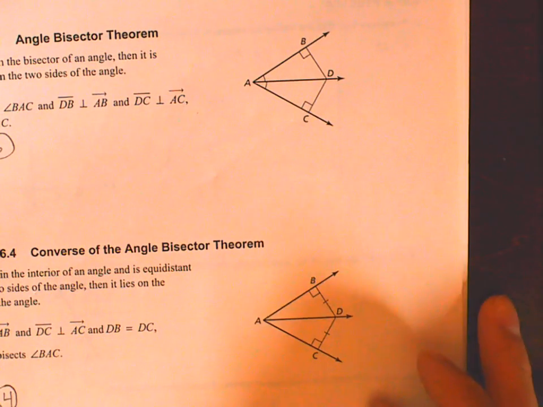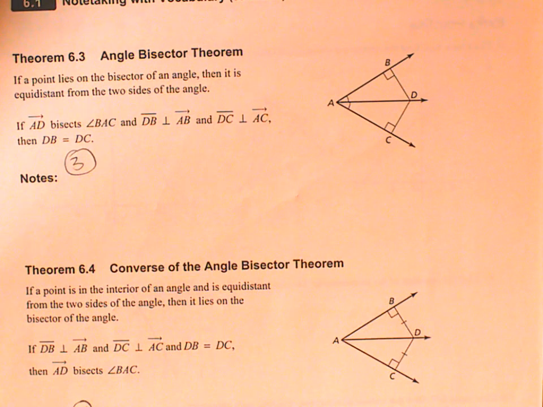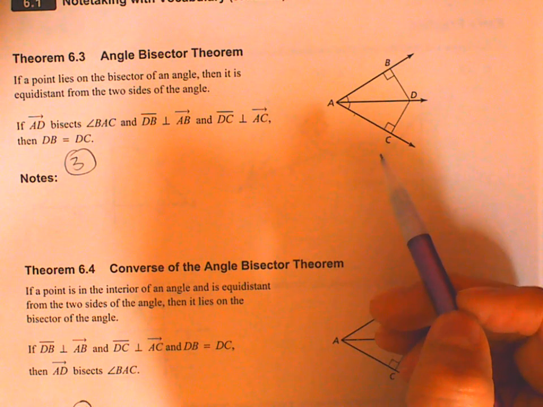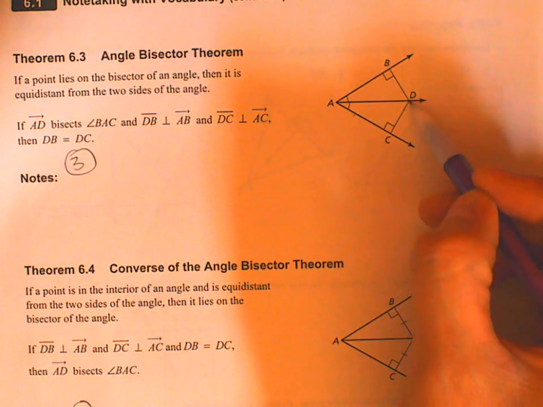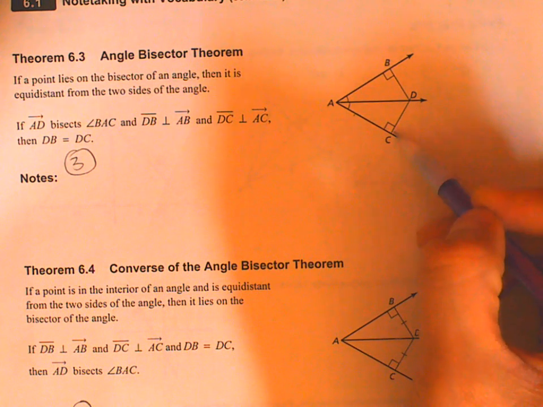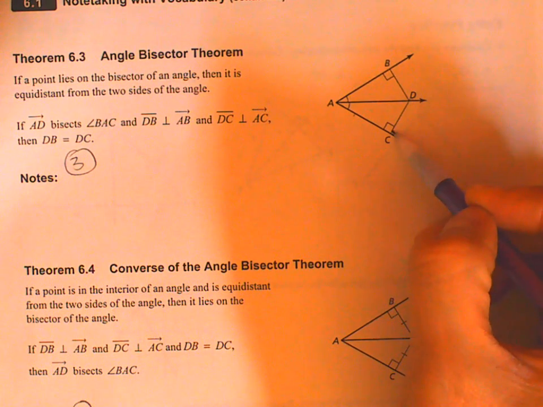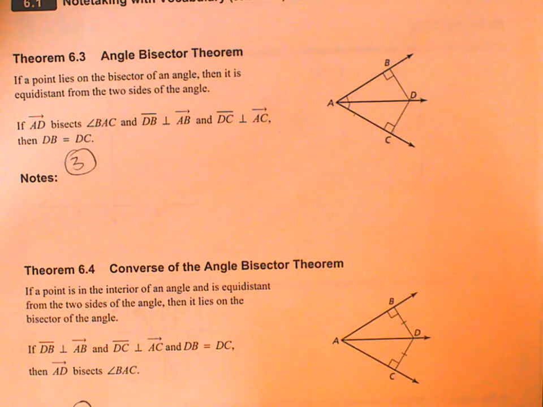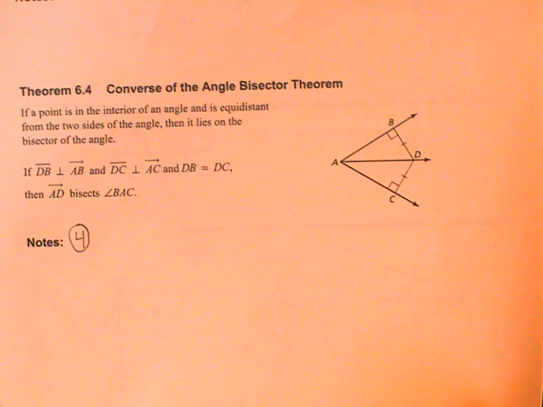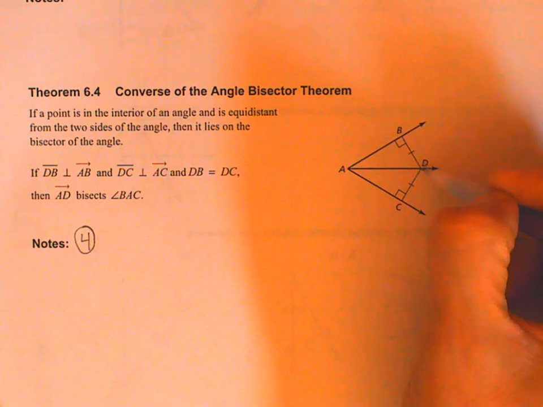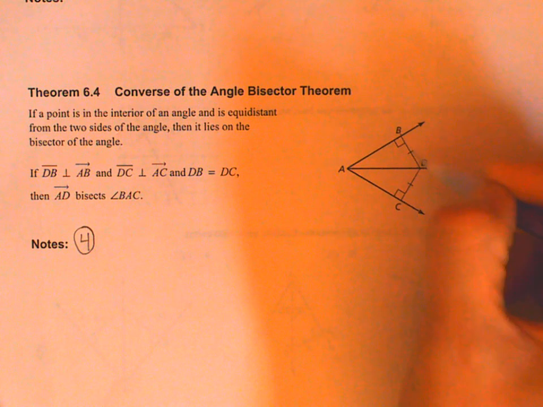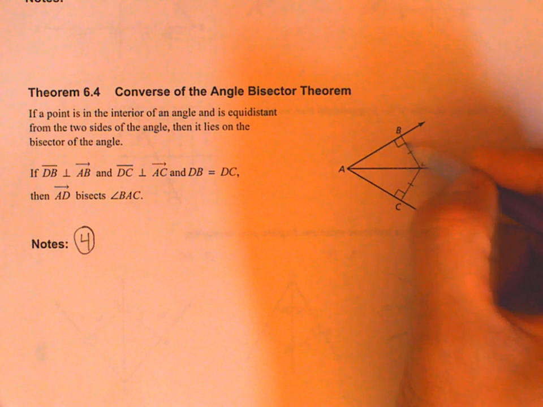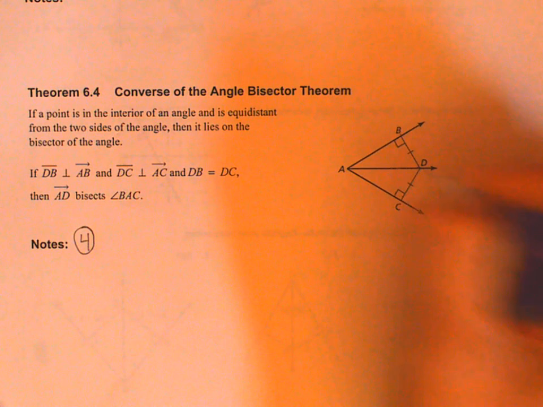The next page, the angle bisector theorem. If a point lies on the bisector of an angle, then it is equidistant to the two sides of the angle. So if this point is on the angle bisector, then the distance from D to the side of the angle is the same as this distance to this side of the angle. And it works backwards too with the converse. If the distance from D to B and the distance from D to C is the same, meaning that, of course, this has to be perpendicular, then D will be on the angle bisector.